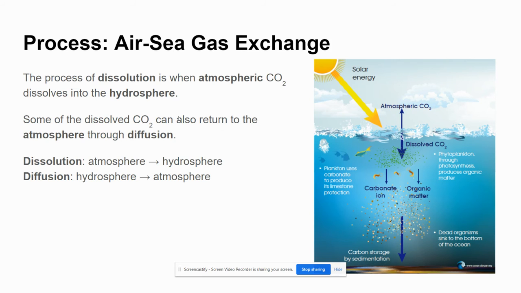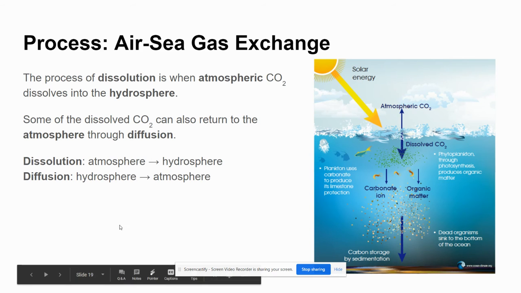On the other hand, the opposite process is also happening, which is called diffusion, where the carbon dioxide from the ocean gets into the atmosphere. And why does it get out from the ocean to the atmosphere? Because if the temperature of the ocean goes up, then the dissolved gases cannot stay dissolved in the hot water, and they escape as carbon dioxide. So we do not like hot oceans, because that will be releasing more carbon dioxide to the atmosphere rather than keeping it within. So dissolution is from atmosphere to the hydrosphere, and diffusion is hydrosphere to the atmosphere.